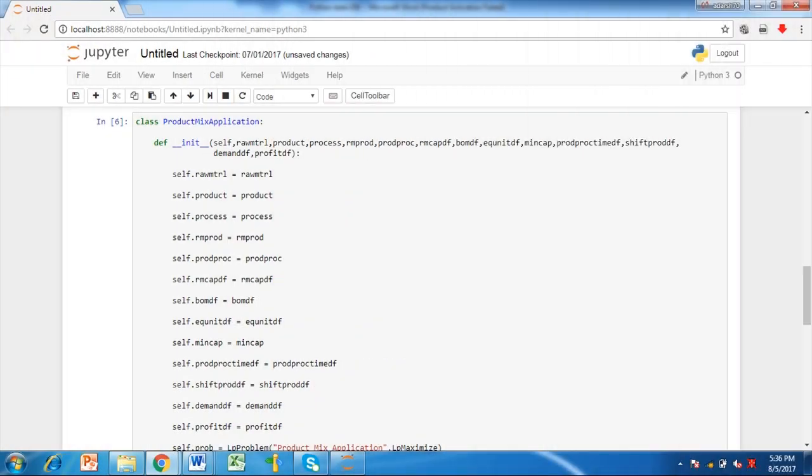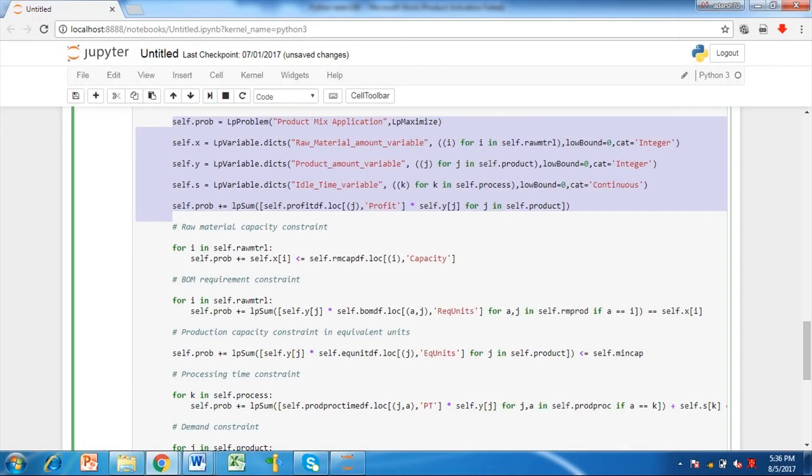Initialize the class with the init method and feed the data and data frames to it. Next, we define the problem self.prob for maximizing the profit. Next, we declare integer variables self.x and self.y for raw materials and products produced. We also define a continuous variable self.s for idle time of the three processes. After declaring the variables, the objective function is defined. The objective function is prepared by summing up profit multiplied with amount produced self.y for all products.